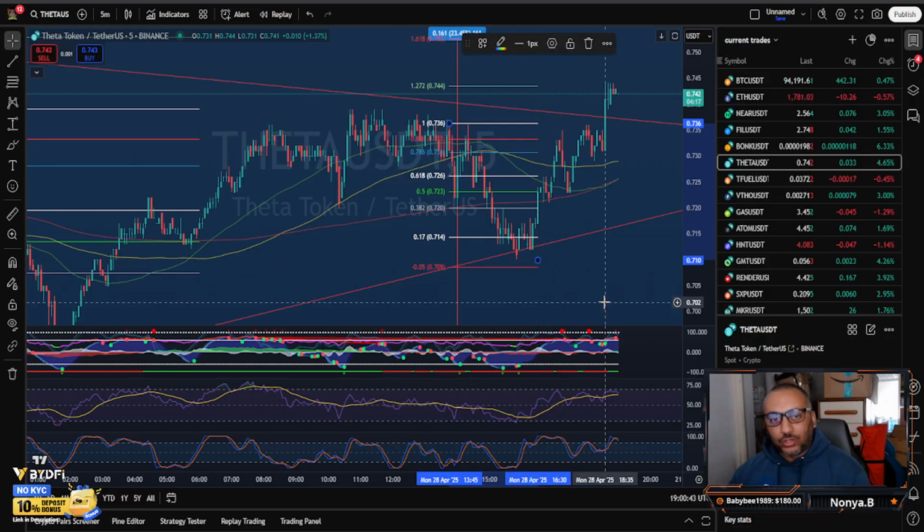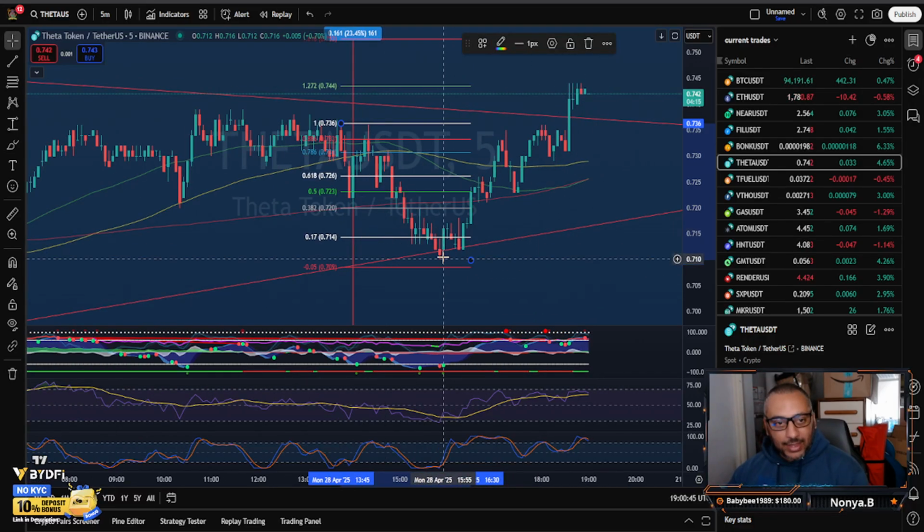You're looking for that golden retrace to the upside. The fact that you made a higher low, fantastic. Golden retrace achieved. That's 72.6. Once you hit the golden retrace, you pulled back a little bit.